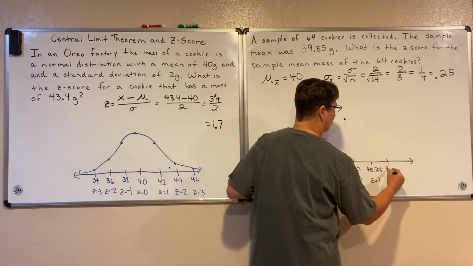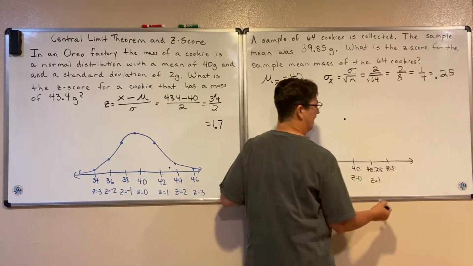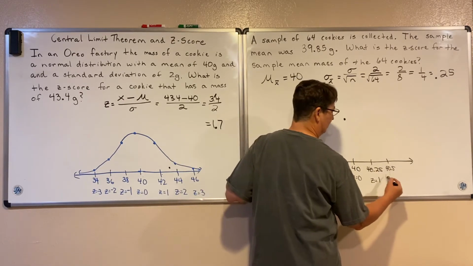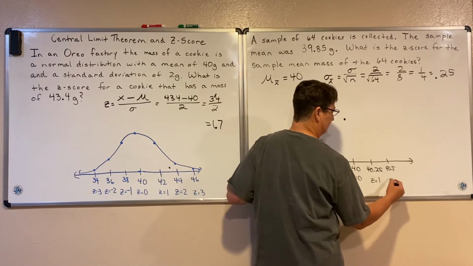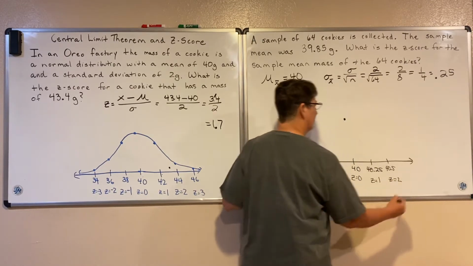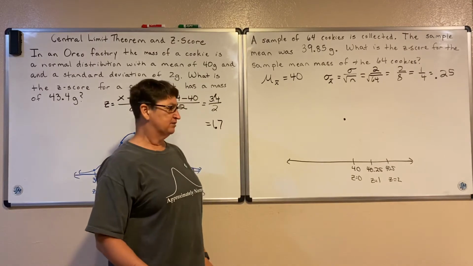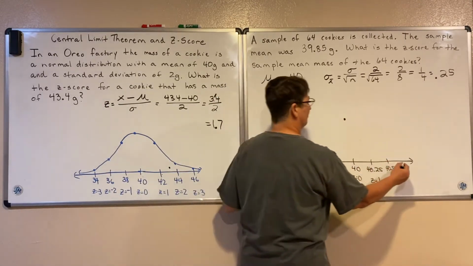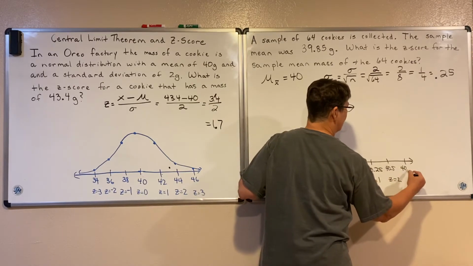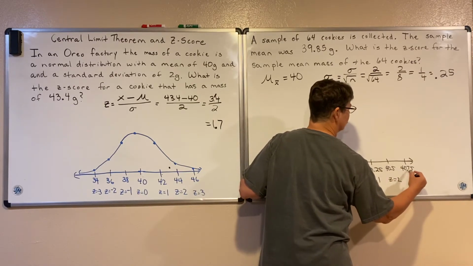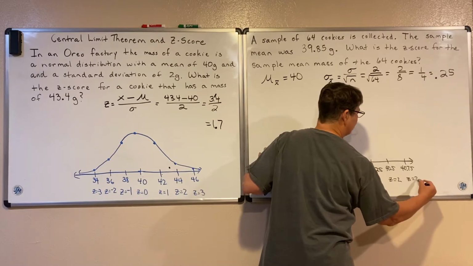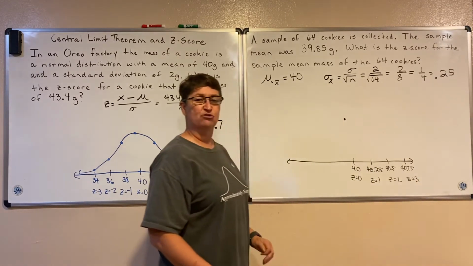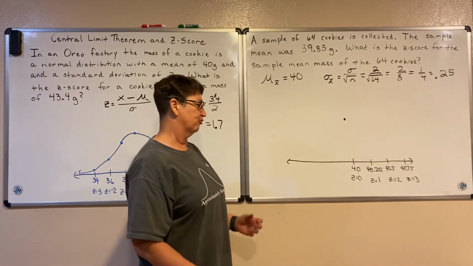If I add another one of those, I'm at 40 and 5/10 or 50, 25 cents, 50, if you think money. So that z-score is 2 standard deviations above the mean. Add another 25 hundredths, and you're at 40 and 75 hundredths grams. And that is 3 standard deviations above the mean, so the z-score would be 3.